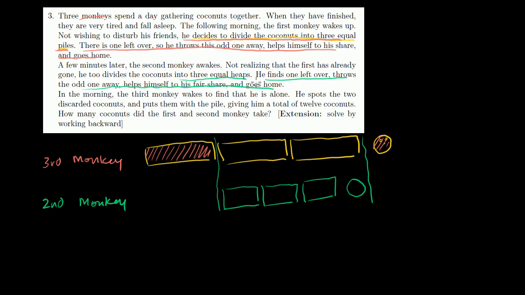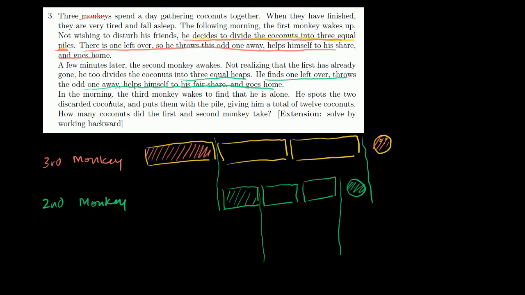And then he takes one for himself. He takes one for himself, and he takes the extra coconut and he throws it away. So this is all we have left now. And then you could guess what happens.